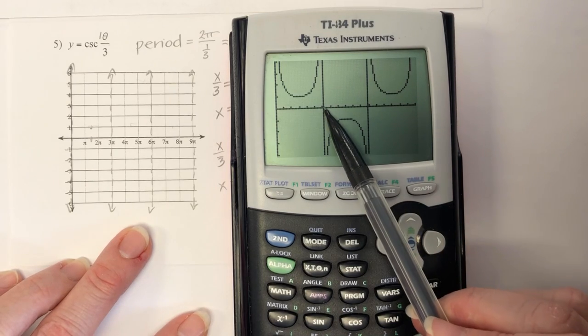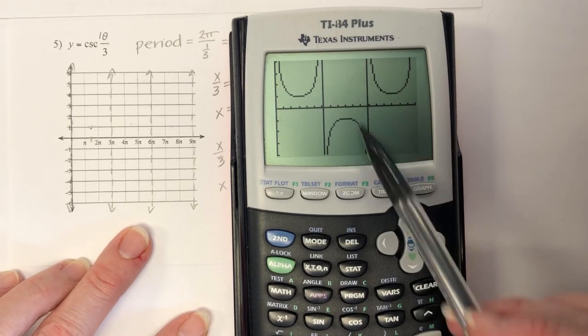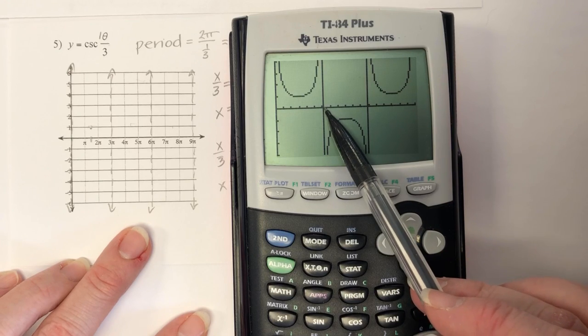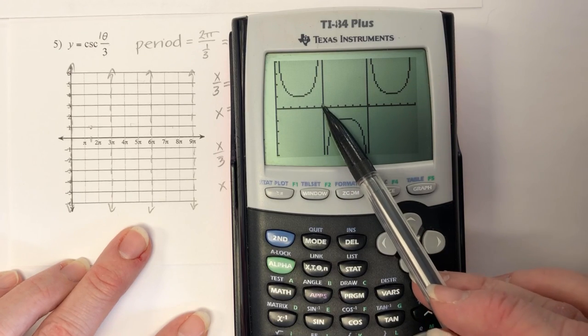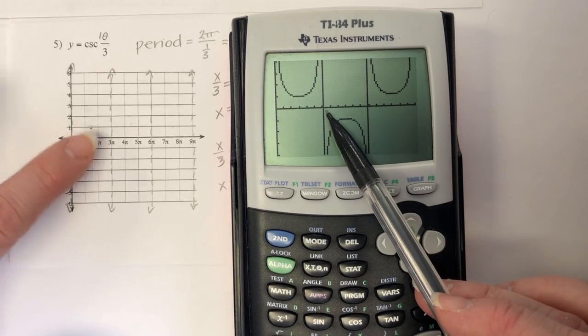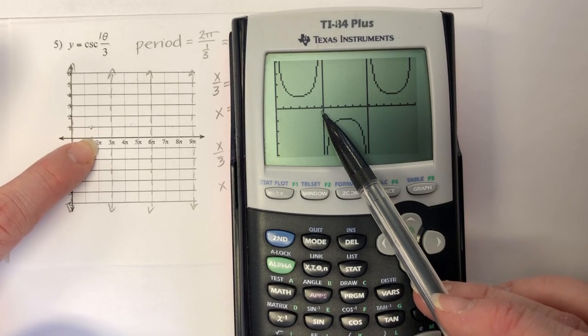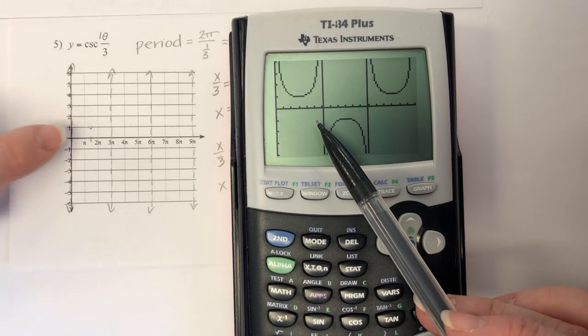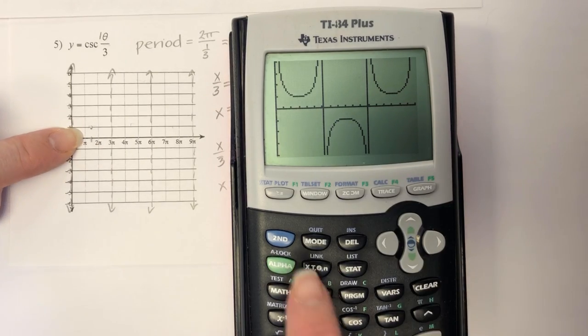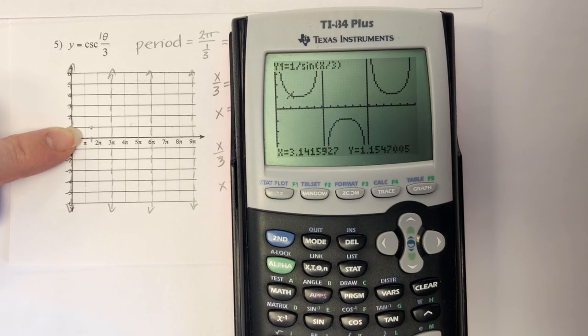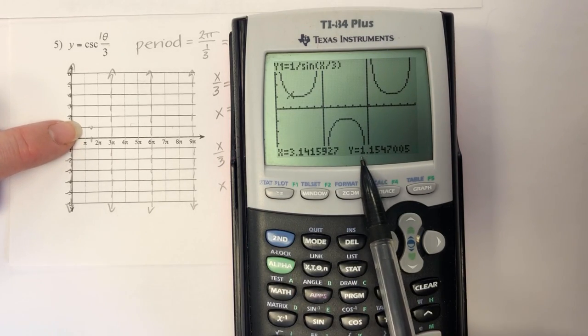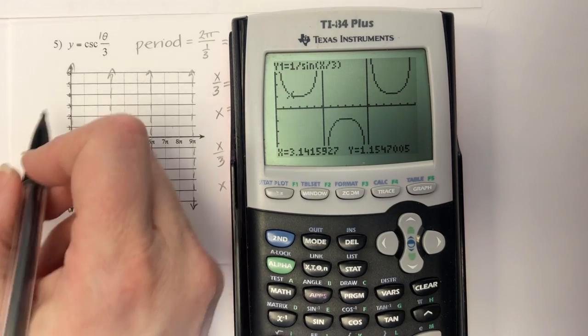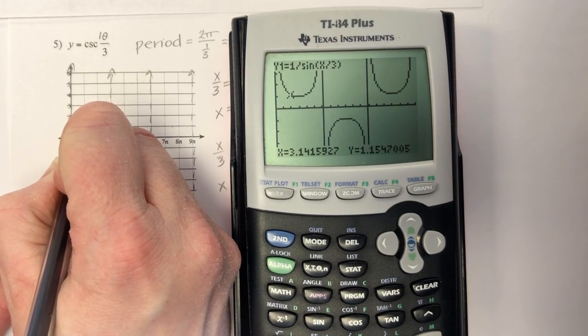Now, again, my calculator is old, and so it's trying to connect these branches, and it's connecting the 2 pieces. This is not supposed to be here. This is an asymptote, which we already drew, okay? So at pi, I can go second calc value, and I can type in pi. It's only at 1.1. So it's just barely above 1.